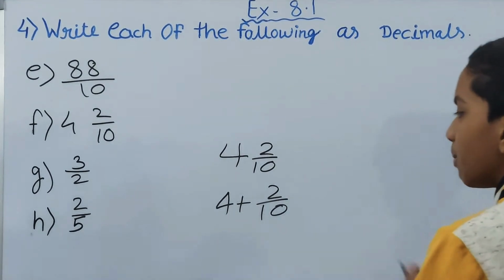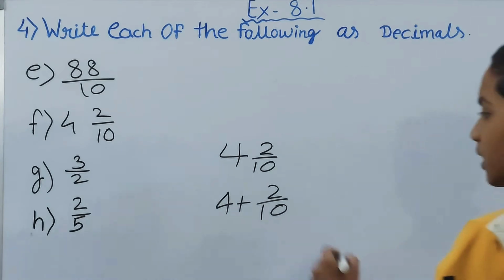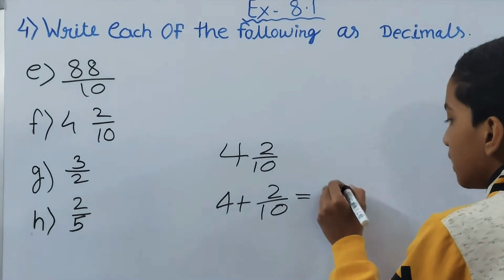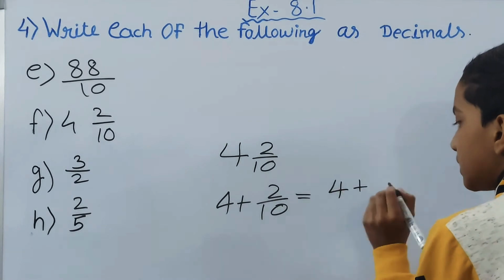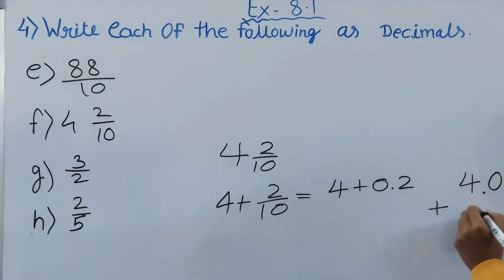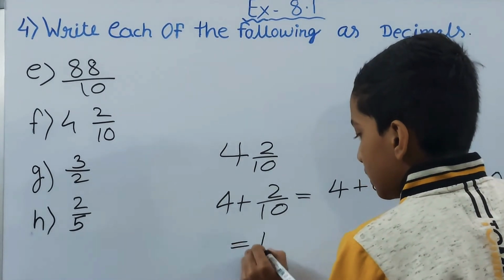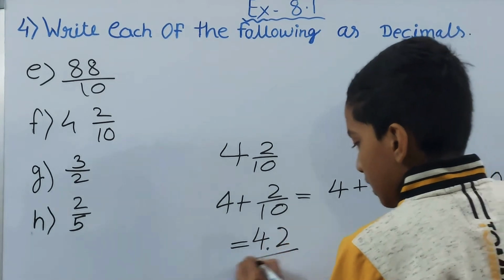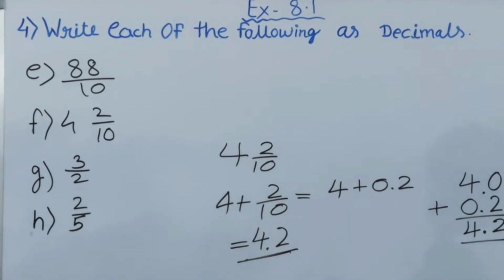First convert this 2 upon 10 into decimal form. So when we convert this into a decimal, that will become 4 plus 0.2. So now let's quickly add this. We will put 4, a point and a 0, and this addition mark first, and this 0.2. So that becomes 2 over here, decimal point, and 4. So this becomes 4.2. So this is the final answer of the F part.